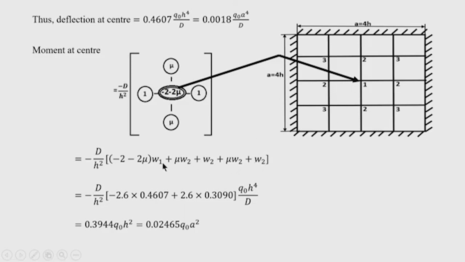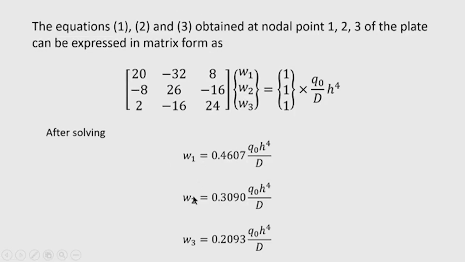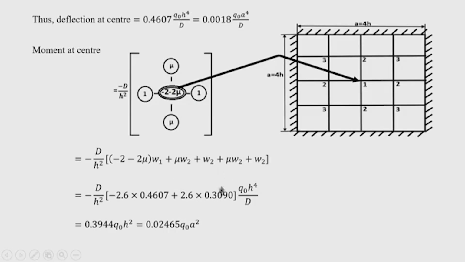Okay. So, since W 1 and W 2 are known, substituting this and simplifying, we get the expression for bending moment. At the center it is equal to 0.02465 q naught h square, h is the grid size. Okay.